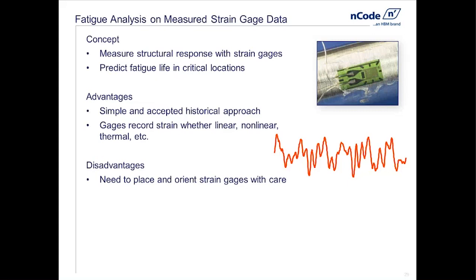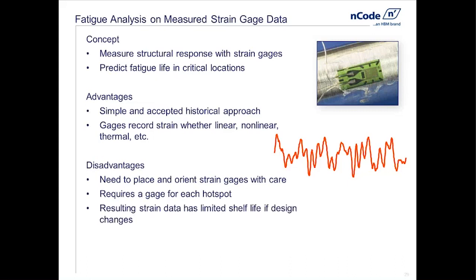The strain gauge data that we measure has limited shelf life if the design changes. So if the part changes drastically and the load paths change, then the structural response we measured is no longer valid, so we have to be careful with that. And then lastly, this requires a working prototype that we can measure strains on. This is obviously what everybody wants to get away from these days. Want to do as much digital work as possible and do only the physical prototype work that's absolutely required to validate calculations that have already been done.